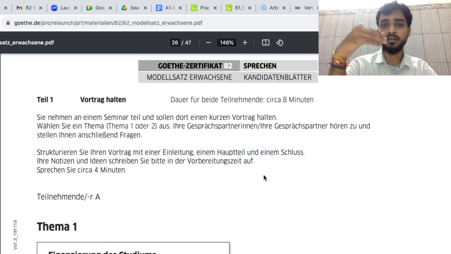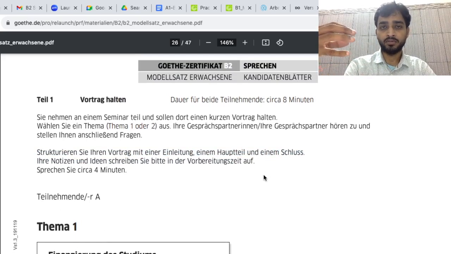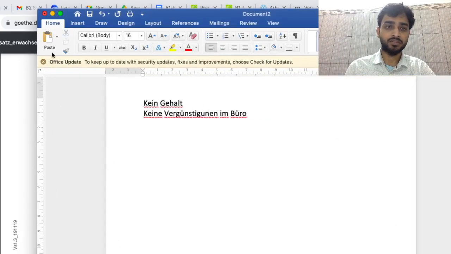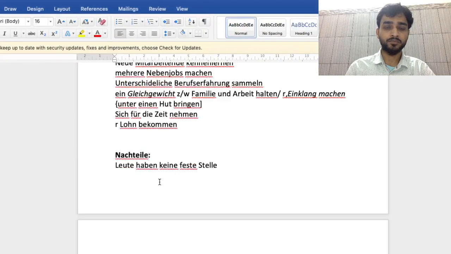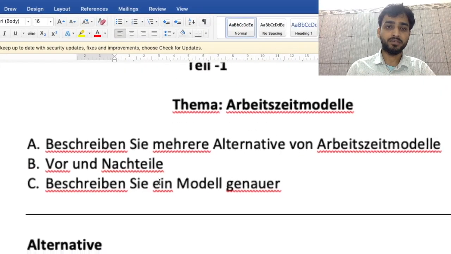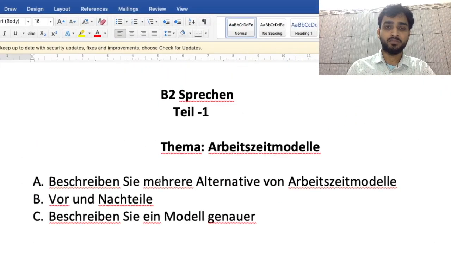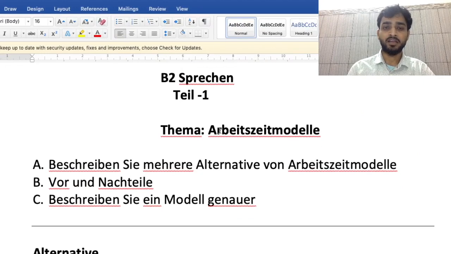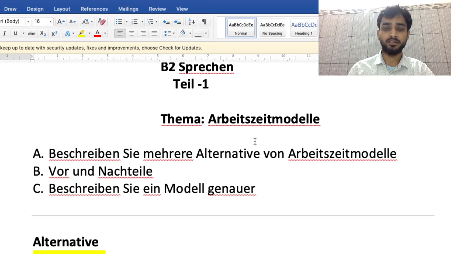So first you have to give a brief introduction about your topic. What is that? With Beispiel, with example. Then Vorteil, Nachteil, and then you will end. So you have to structure. Okay, you have to speak the structure in the Inhalt of your Vortrag. So we'll start. I will show you. This is our question. I have written here, you can see here. So B2 Sprechen Teil 1, das Thema heißt Arbeitszeitmodelle.